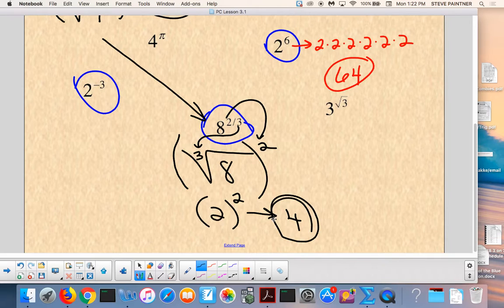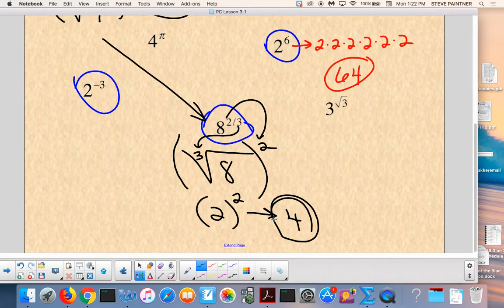Honestly, guys, it would take you longer to type that in. Because in my mind, I do this. Cube root of 8, 2. 2 squared, 4. That's how quick I do that. You don't need your calculator all the time. You guys can do that.